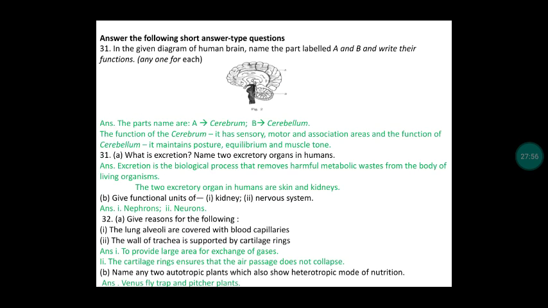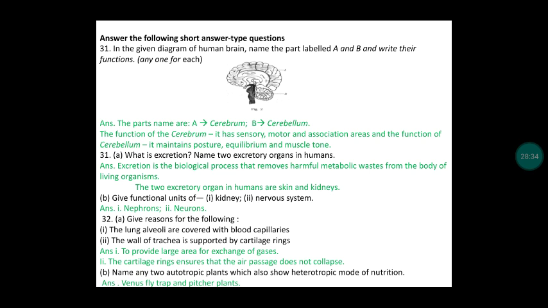In the given diagram of human brain, name the parts labeled A and B and write their functions. You can look at the diagram here. The part names are, for A, the cerebrum, and B is the cerebellum, and their functions. The cerebrum has sensory, motor and association areas, and the function of the cerebellum is to maintain posture, equilibrium and muscle tone.